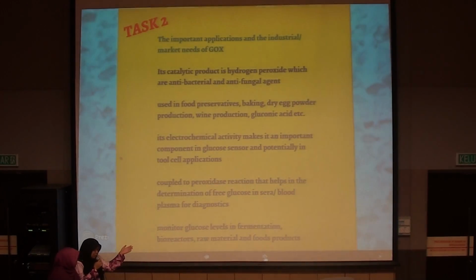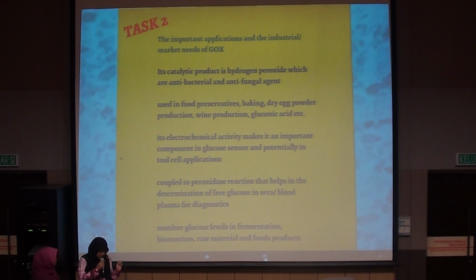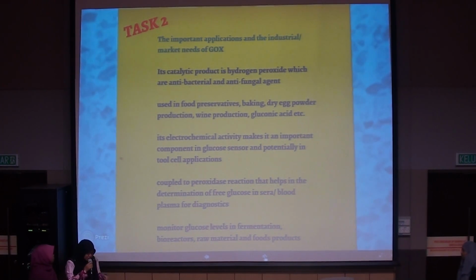Next, for task 2, glucose oxidase is important in industrial applications. First, its catalytic product, hydrogen peroxide, is an antibacterial and antifungal agent. Glucose oxidase is also used in food preservatives, baking, dry egg powder production, wine production, and gluconic acid production. Next, its electrochemical activity makes it an important component in glucose sensors. And lastly, it is used to monitor glucose level in fermentation, bioreactors, raw materials, and food products.